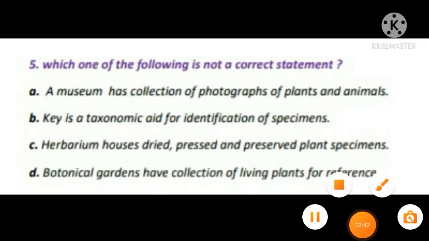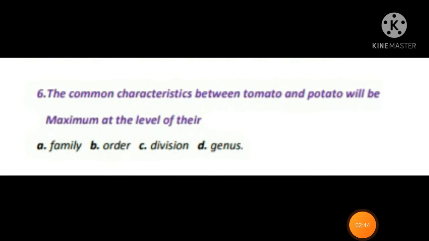Next question, the sixth one: the common characteristics between tomato and potato will be maximum at the level of their... So what is common between tomato and potato? He is asking at which level. A, family; B, order; C, division; and D, genus.